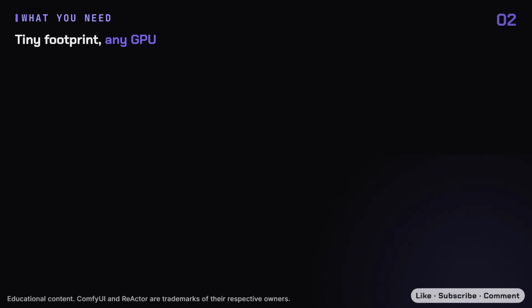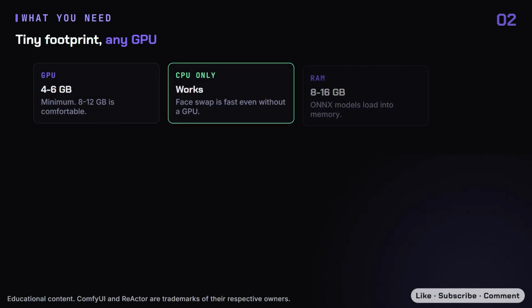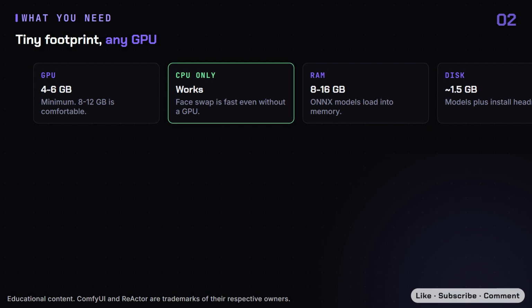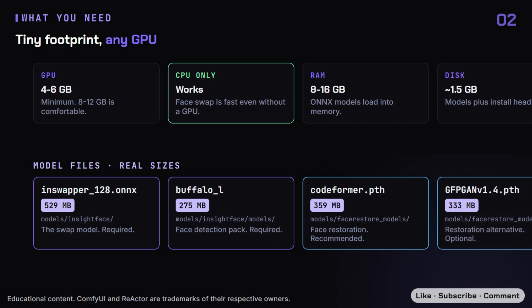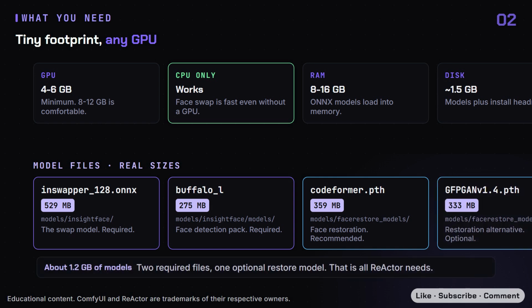Here's what you need. An NVIDIA GPU with 4 to 6 gigabytes of VRAM is enough, and 8 to 12 is comfortable. No GPU? CPU mode still works, and about 1.2 gigabytes of model files. The swap model, the detection pack, and 1 restore model.